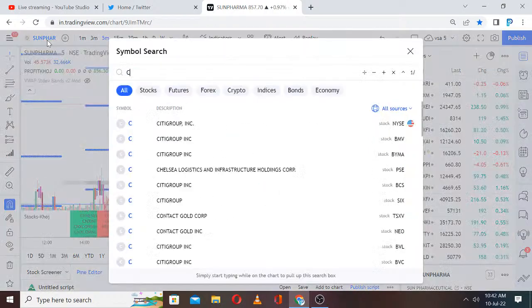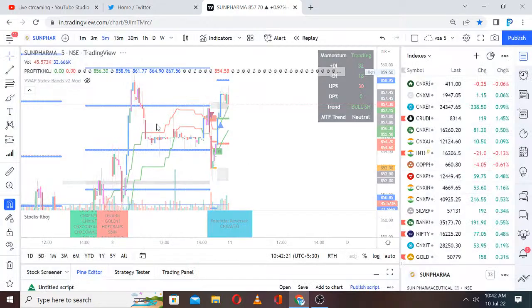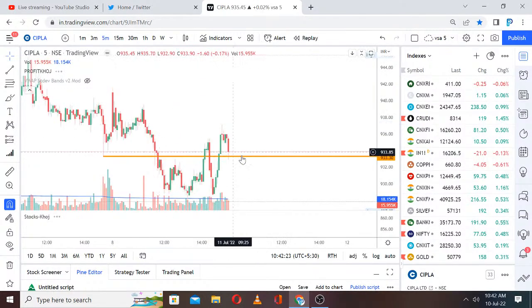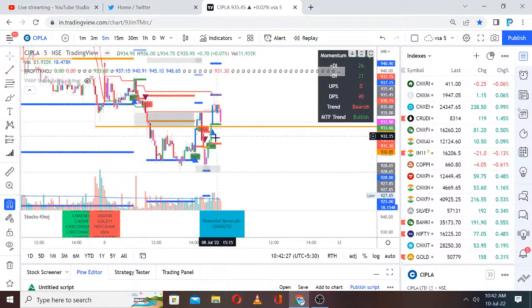Then we have Cipla. Same here, you can see the sell signal was generated at 14:30. And when the next channel starts forming, it will generate the signal. Then we have Infi.